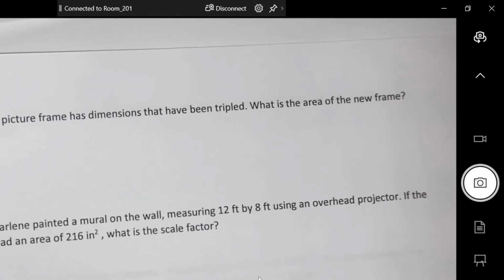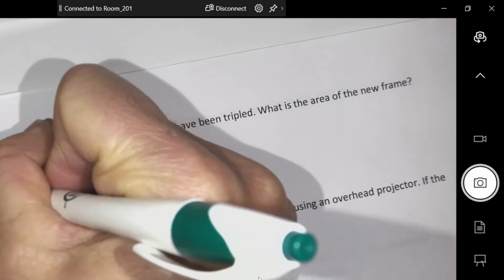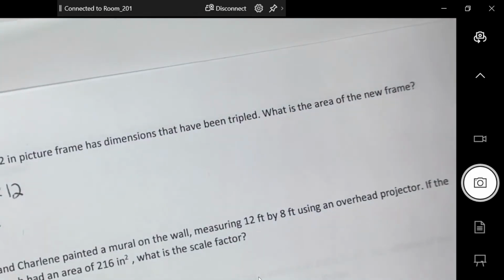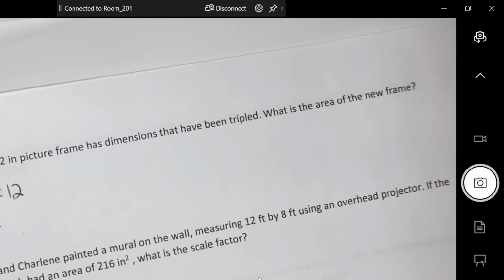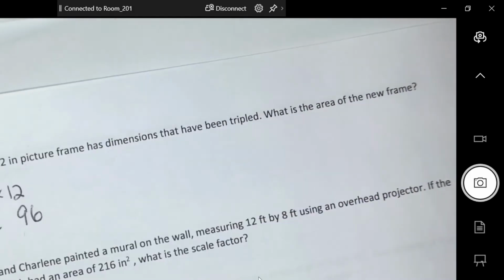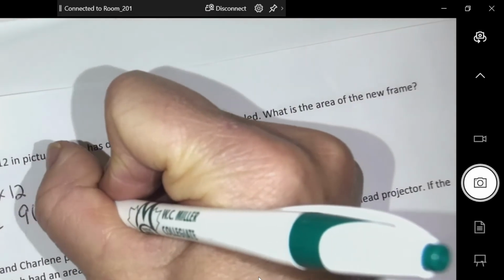You had a picture frame that was an 8 by 12, and those dimensions got tripled. What is the new area? Okay, what do you want to do here? Do you want to figure out what is the area of an 8 by 12? Is that 96? Somebody did it on their calculator? 96 inches squared.